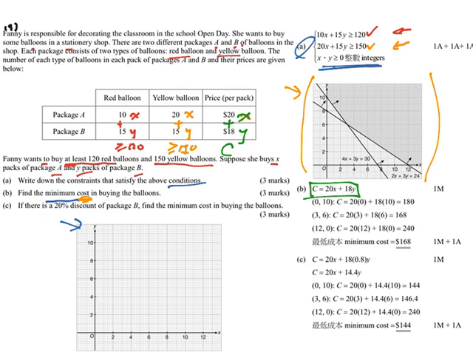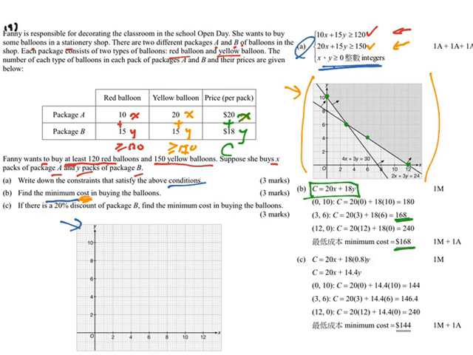So we can get this. After we get this, we need to substitute some coordinates. So we substitute this number, this number, this number, this number. You can substitute these four numbers, and then you find that 168 is the minimum. So the minimum cost is $168.